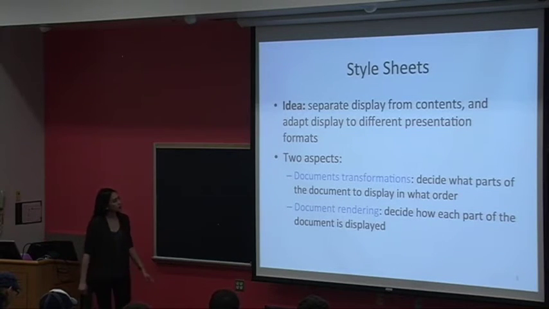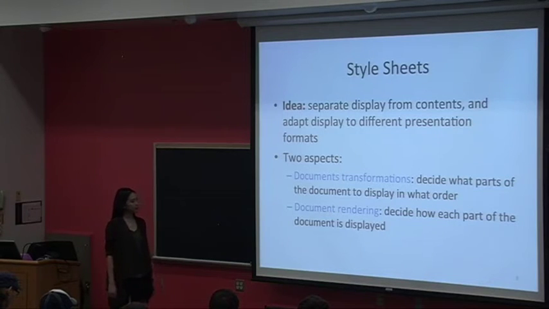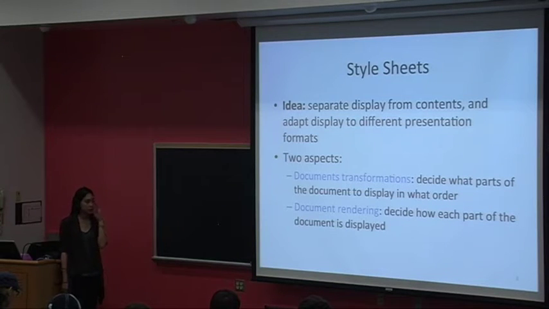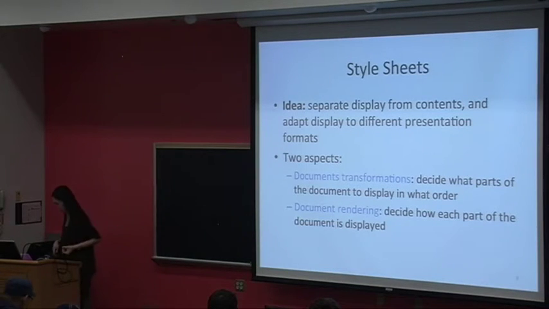Okay, so in terms of style sheets, there are two aspects. The first aspect is we can do document transformation. Document transformation will help you to decide what parts of the document to display in what order. The most common thing being used for style sheet is the second one, which is document rendering. It will help you to decide how each part of the document is displayed. For example, earlier we have just plain text in our form, and we have a heading in our form. We also have the text field. So actually you can just say, for all of the headings, I want to display this way. For all of the text fields, I want to display in another way, which I'll show you later.